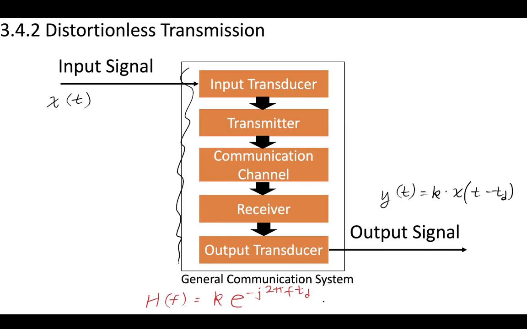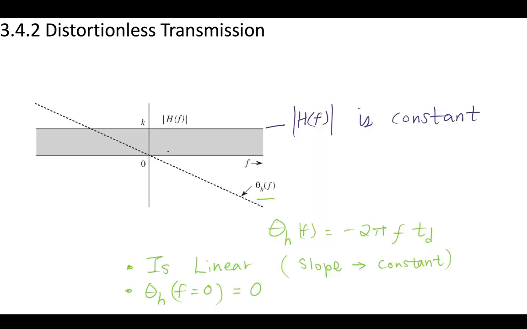And in the previous video, we determined that this is the form of the transfer function that is allowed in order to have this distortionless output. If we were to build this transfer function and analyze it in the frequency domain, the x-axis is frequency, and on the y-axis we have the amplitude, which has some constant k. So our amplitude response is constant. No matter what the frequency is, we have a constant amplitude response.